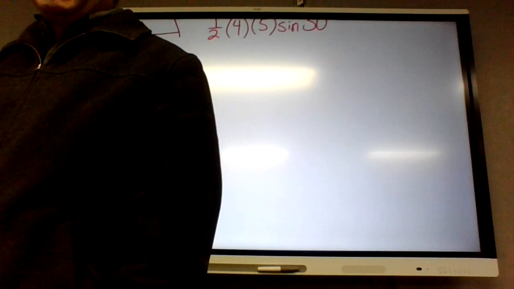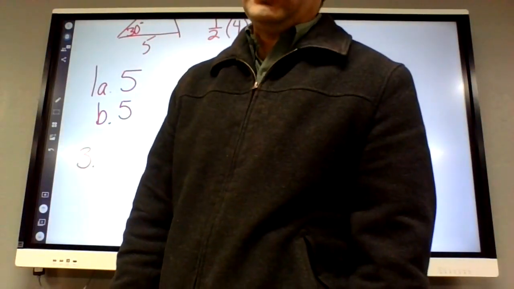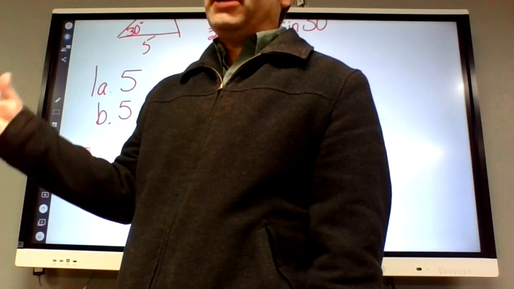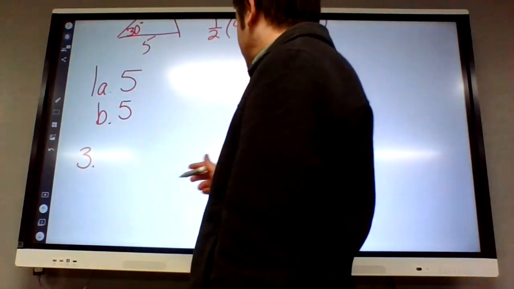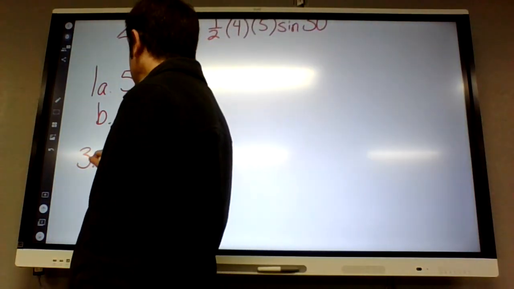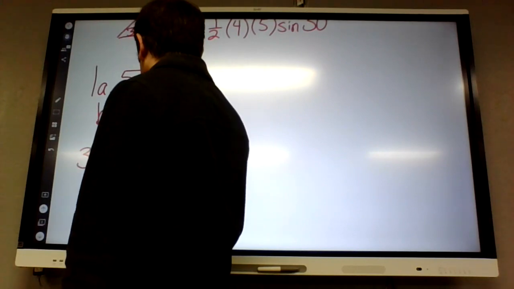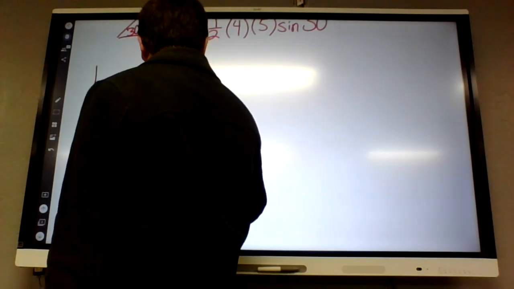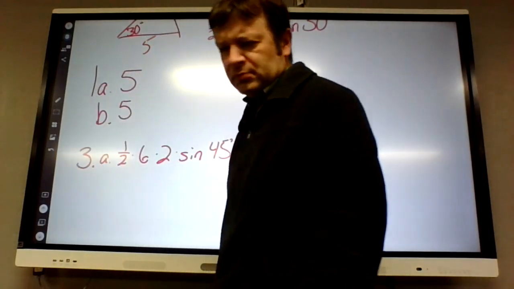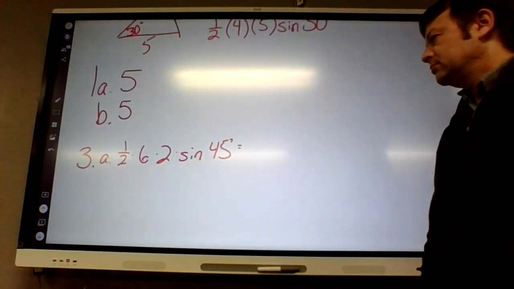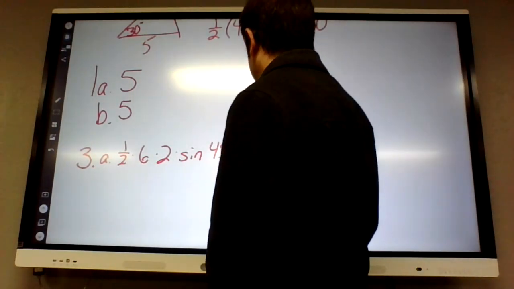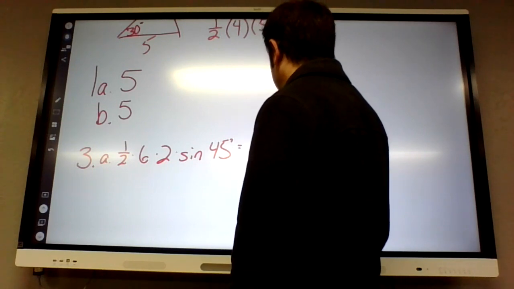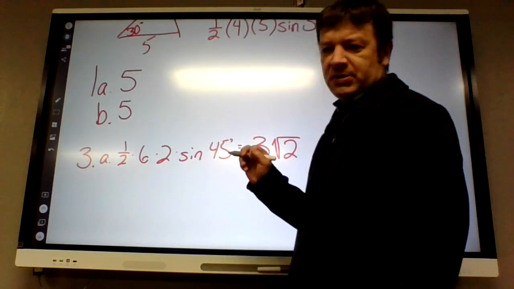Yeah. Okay, so number 3, they use different letters, but angle B would have to be between sides A and C, so it's still the same formula. So it's 1/2 times 6 times 2 times sine of 45. Sine of 45 is square root of 2 over 2, times 6. So this should come out as 3 square root of 2. Right?